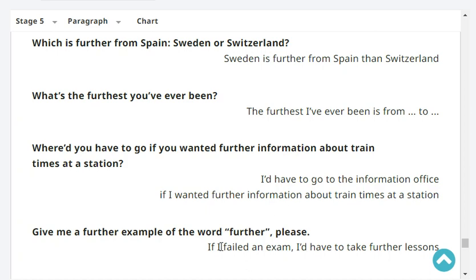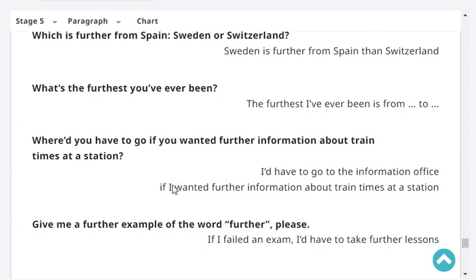Where'd you have to go if you wanted further information about train times at the station? I'd have to go to the information office if I wanted further information about train times at the station.